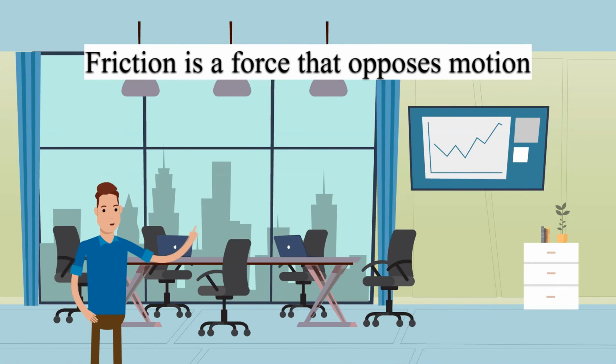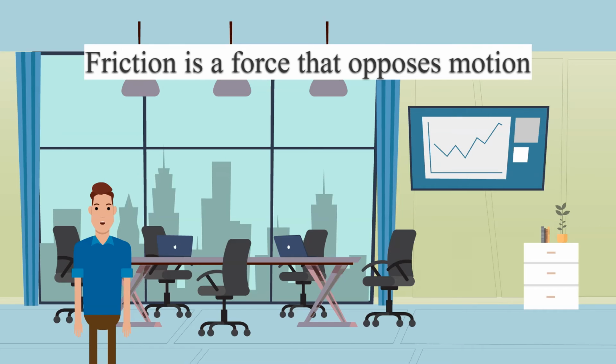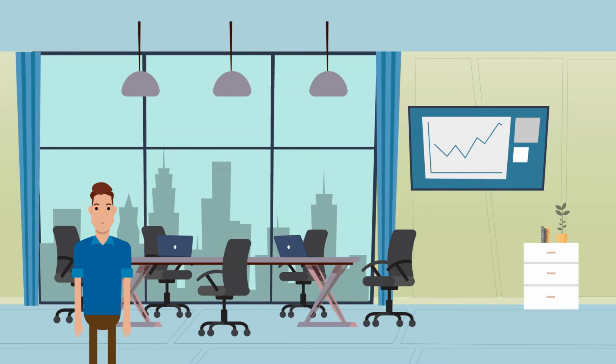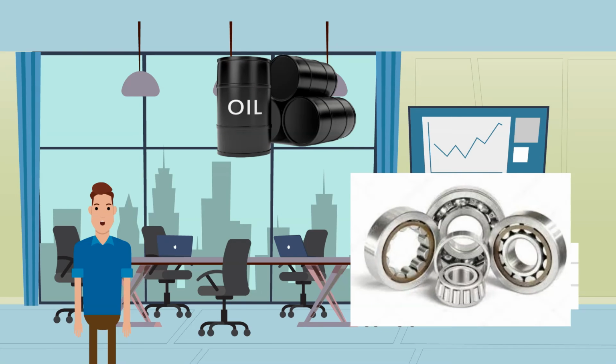Friction is a force that opposes motion. It generates heat and slows things down. But we can reduce it using lubricants, smooth surfaces, or even wheels. For example, oil in engines, ice rinks, and ball bearings in machinery.